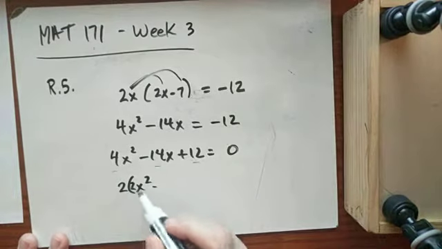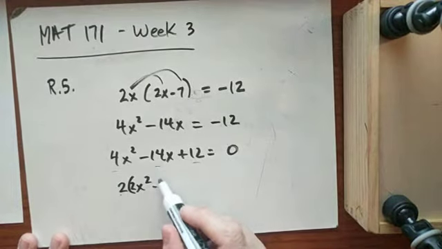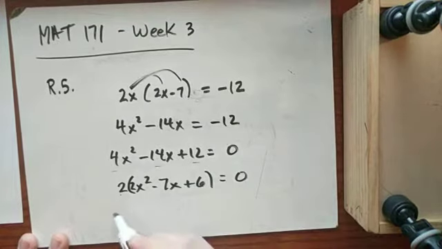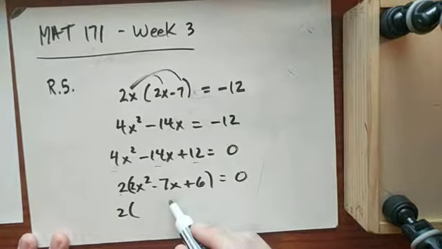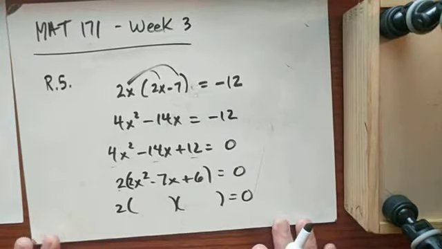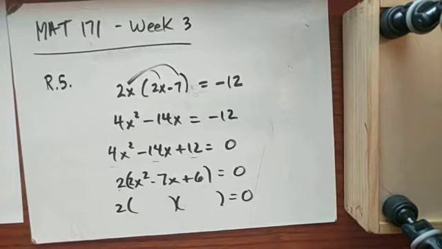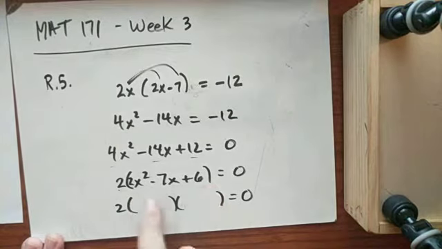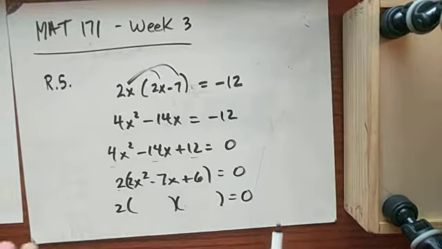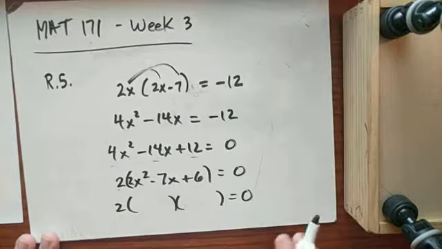2 times 2 is 4, 2 times 7 is 14x, and then there's a 6. And then what's left over is a trinomial that is quadratic. I know I'm probably using some fancy words, but trinomial means 3 terms. Quadratic means the degree is 2, x squared. We'll talk more about this in depth as the course progresses, so again, don't get overwhelmed.